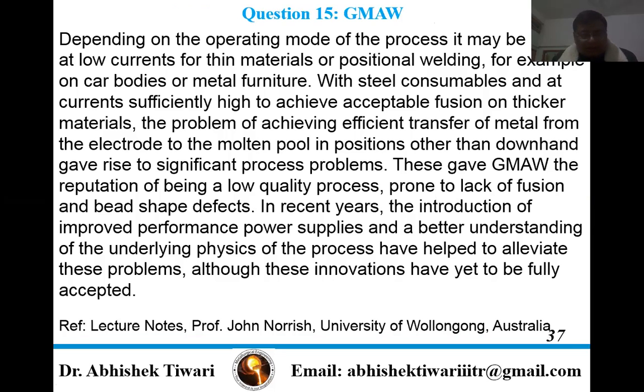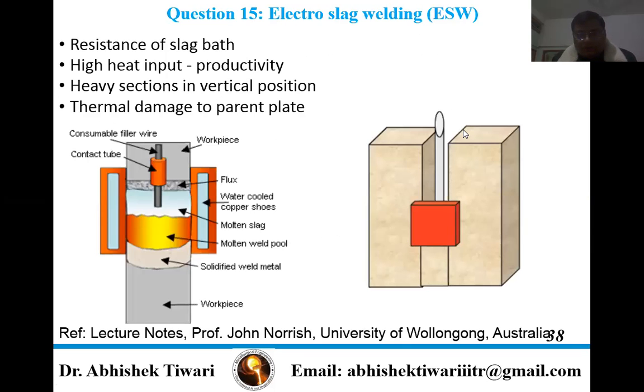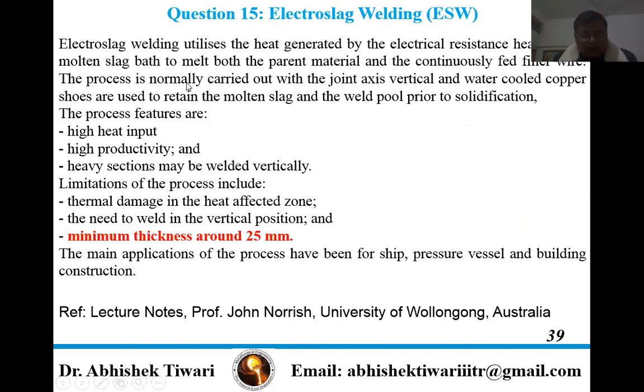Some more information; I'm going to skip this. Now, ESW, which is also very important. This is the typical setup. Electroslag welding utilizes the heat generated by the electrical resistance heating of a molten slag bath to melt both the parent material and the continuously fed filler wire. The process is normally carried out with the joint axis vertical, and water-cooled copper shoes are used to retain the molten slag and the weld pool prior to solidification.